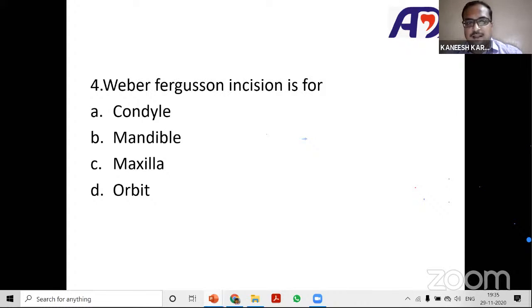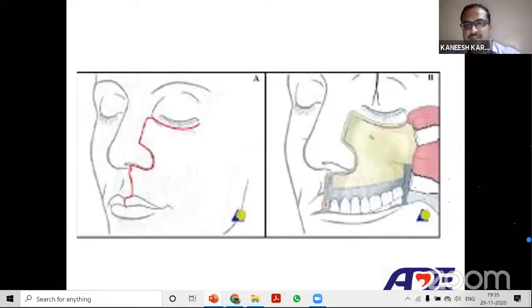The answer is maxilla. This is the Weber Ferguson incision, which is for the exposure of the maxilla. This is with a Lynch extension. The infraorbital region is called a Lynch extension.